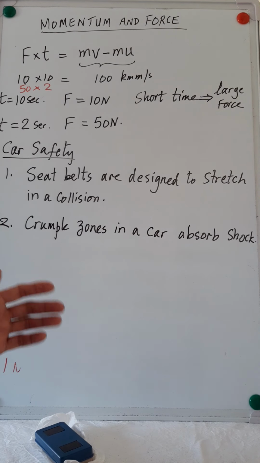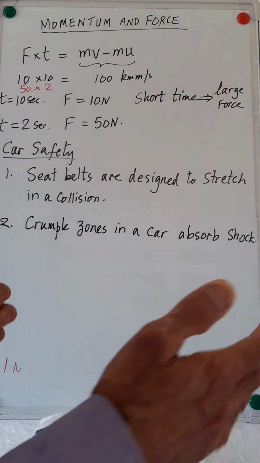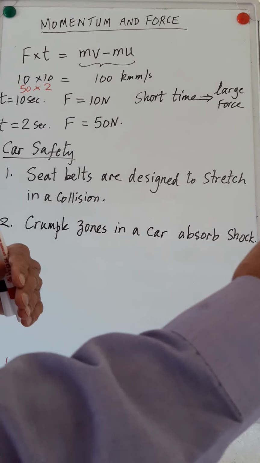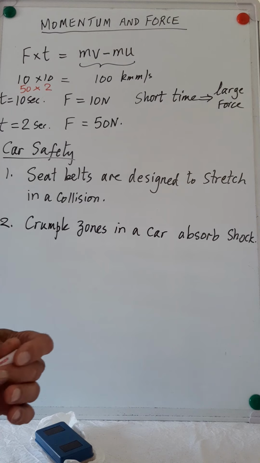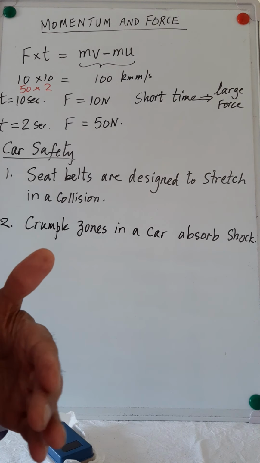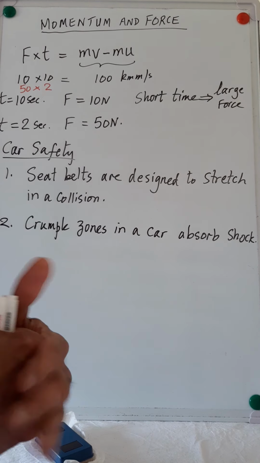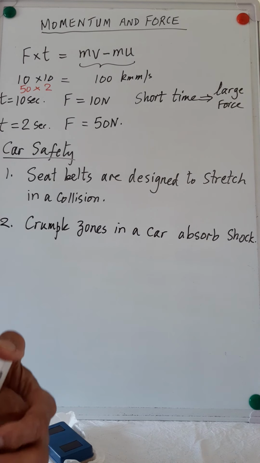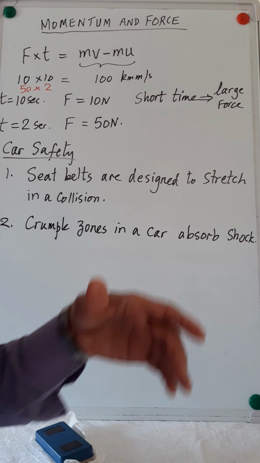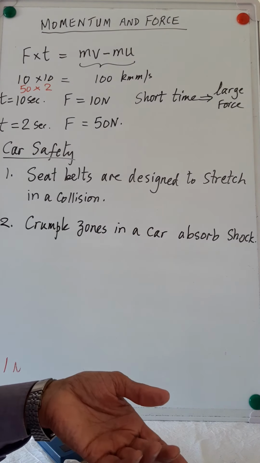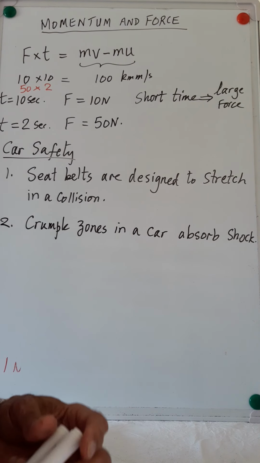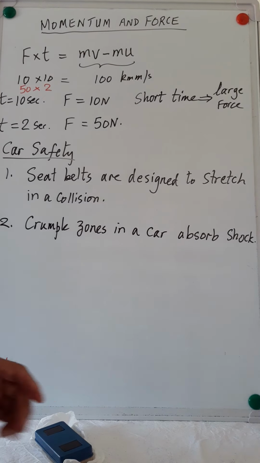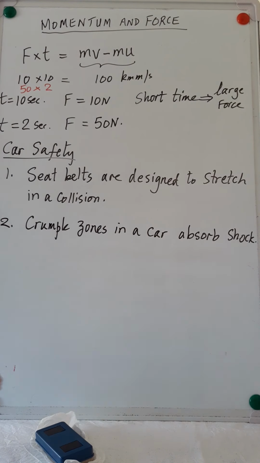The front of the car is usually designed to collapse inward slowly. Now, if it was rigid, then in a collision, the car would stop abruptly, in a very short time. There would be a very large force acting on the driver, and the driver might go flying out of the windscreen. So this is very important for car safety.